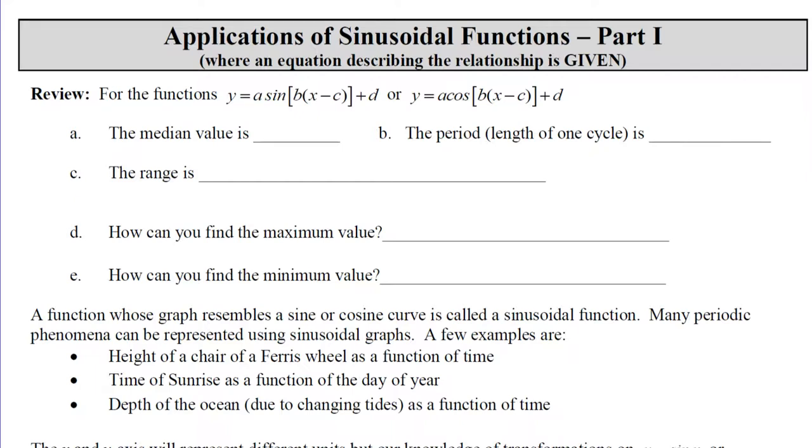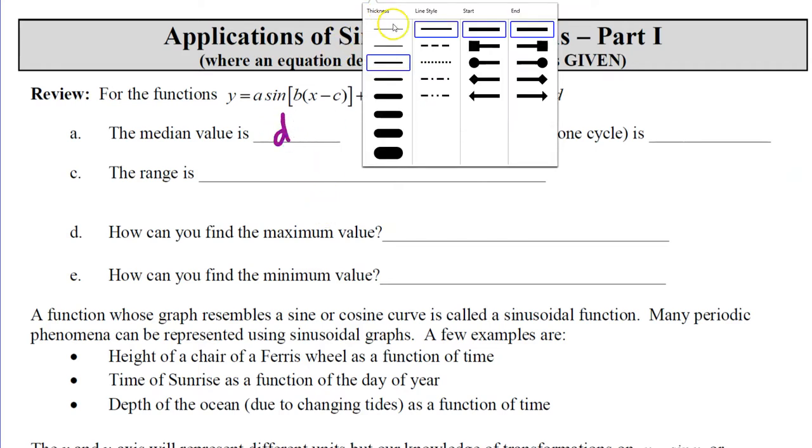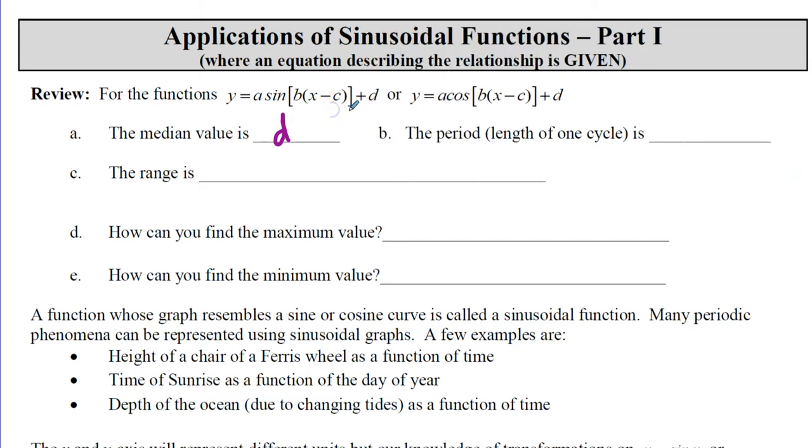Applications of Sinusoidal Functions, Part 1, the Spring 2020 version. So for the functions review, y equals a sine b bracket x minus c plus d, or the cosine version. The median value is d. The median, or the midline, is d. The period, or the length of one cycle, is 2 pi divided by b.